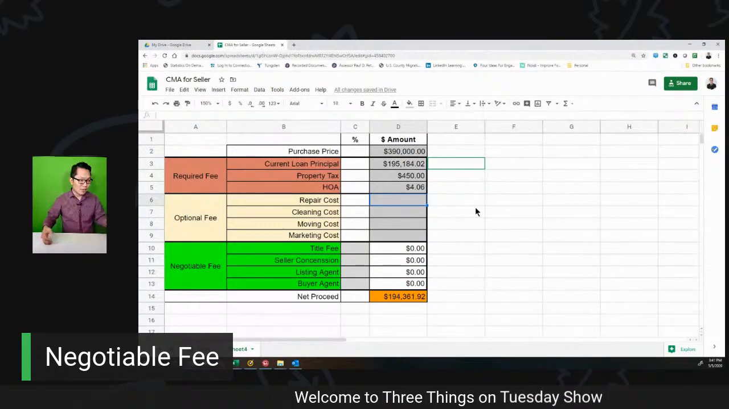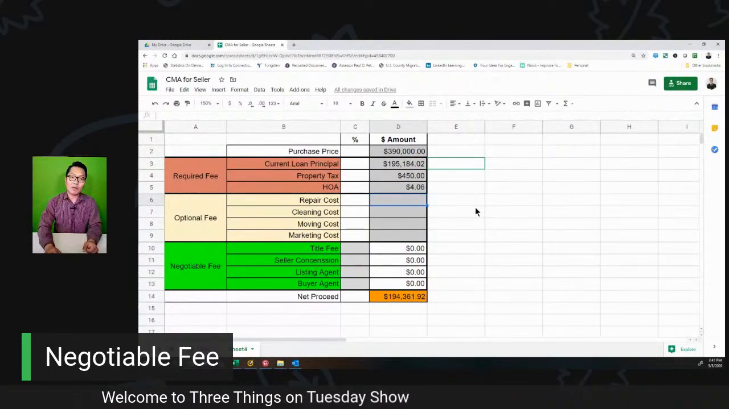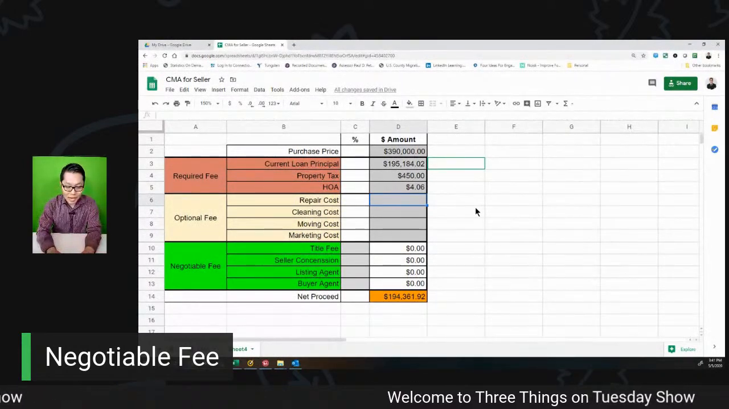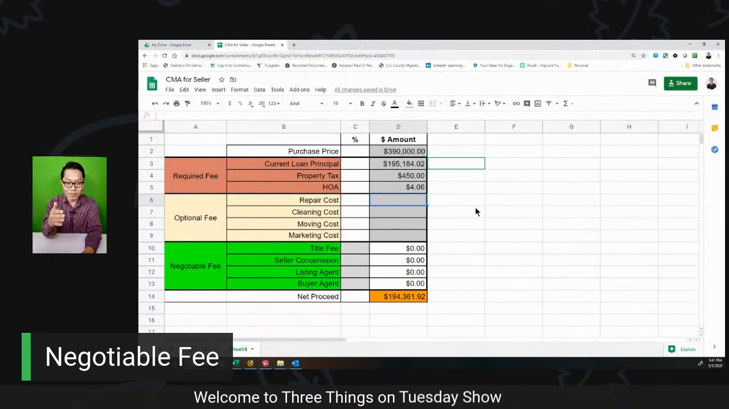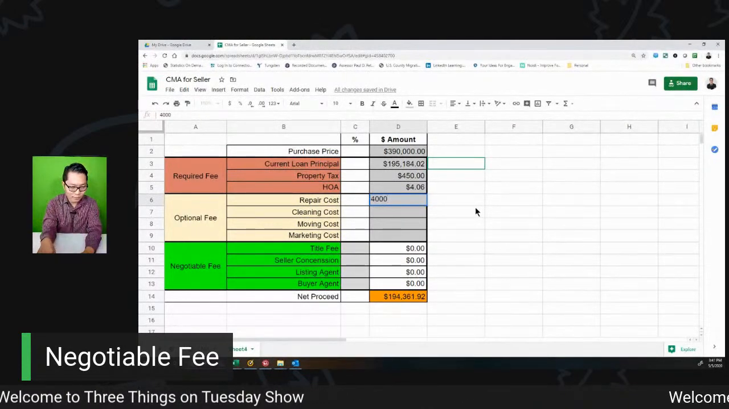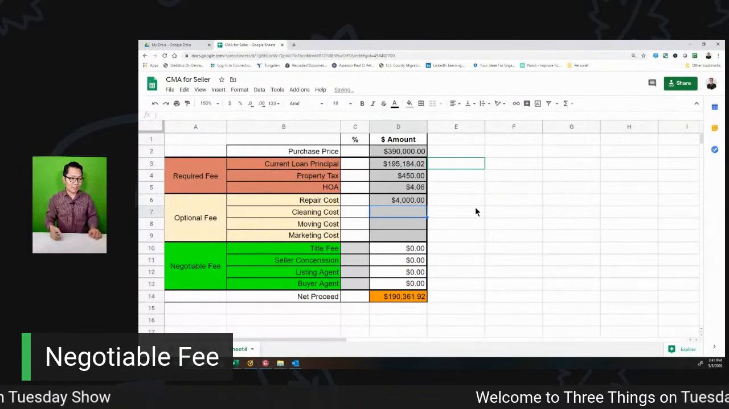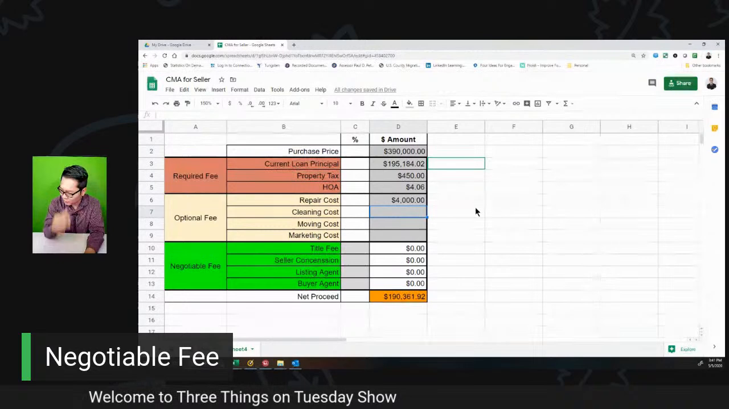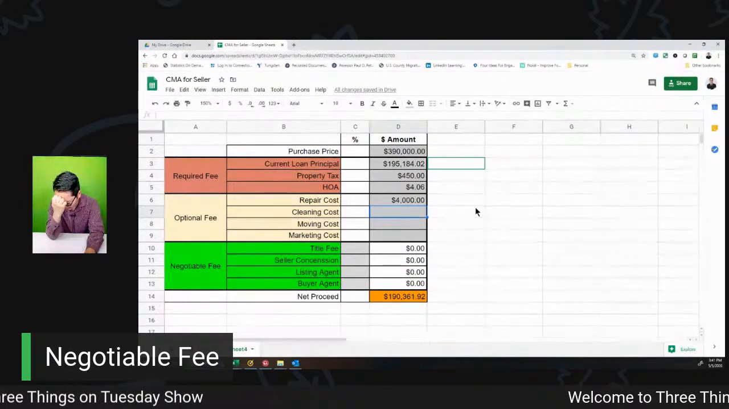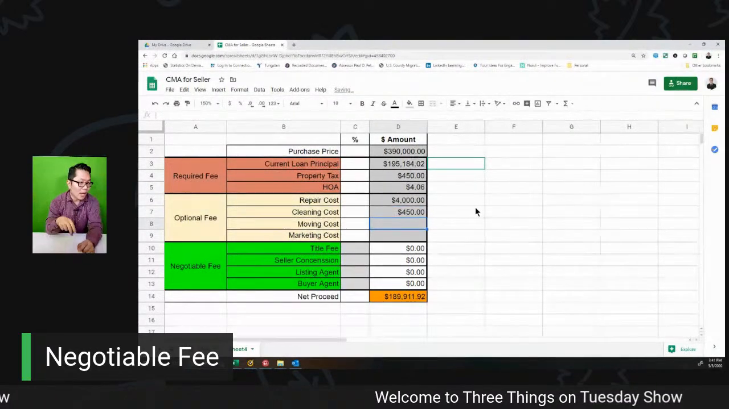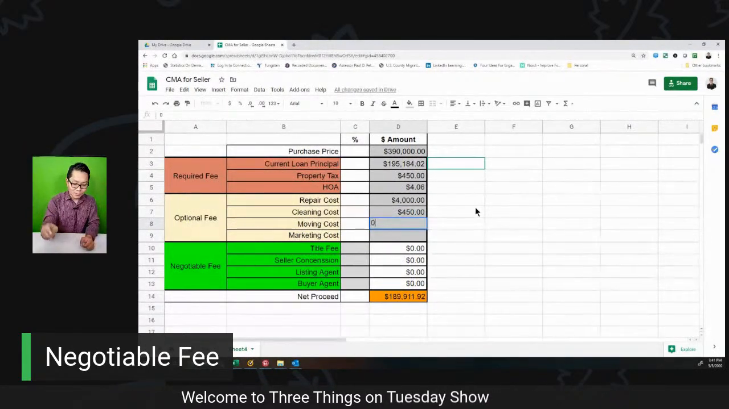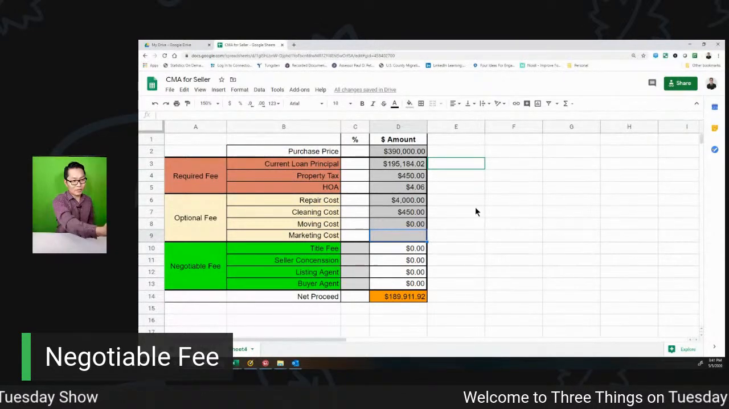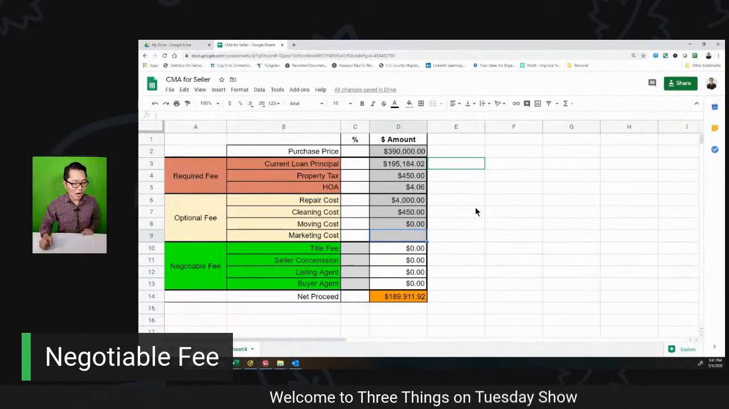All the repair costs: this seller was very generous to provide all the repairs even before the sale of the house. It was prepared for $4,000. The cleaning cost, she also paid for that, I remember correctly, that is $50. And the moving cost: this is out of state, and the house is vacant, so there is no moving cost for them.